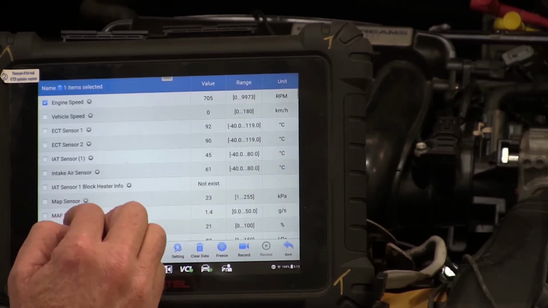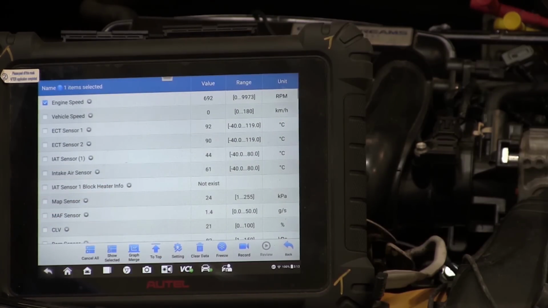Yeah, we're just commanding too much injector on time, and then the trim is fixing it. But the base equation is somehow wrong in the PCM, or the PCM has a problem. But let's go ahead and go through this and check powers and grounds real quick to make sure that we got good current flow to the PCM.